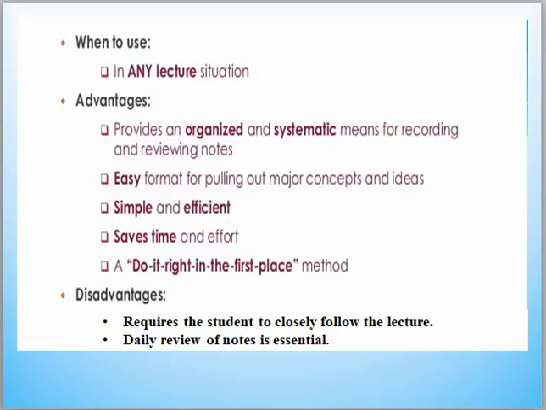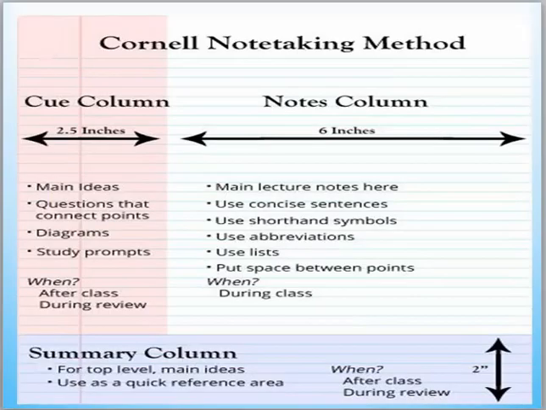So what we have seen, this is very important in the Cornell method: you should write main ideas, questions, diagrams, study forms in the Q column. Lecture notes, concise sentences, shorthand symbols, abbreviations in the notes column. And at the bottom, you have to write the summary. The Q column and summary you have to do after the lecture during review, and the notes column must be completed during the class. And you have to revise it more and keep it logical.